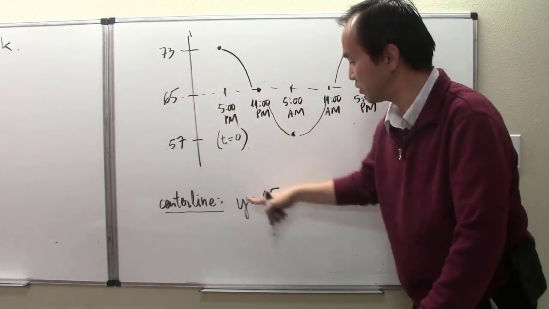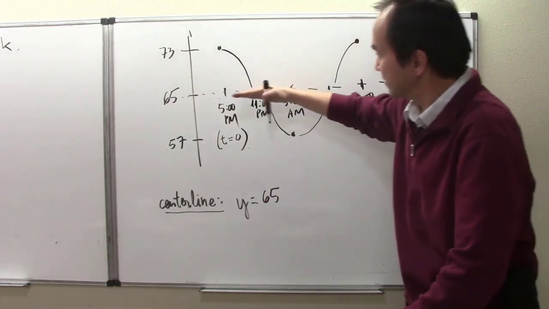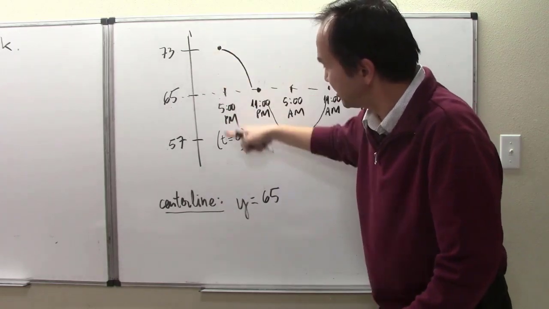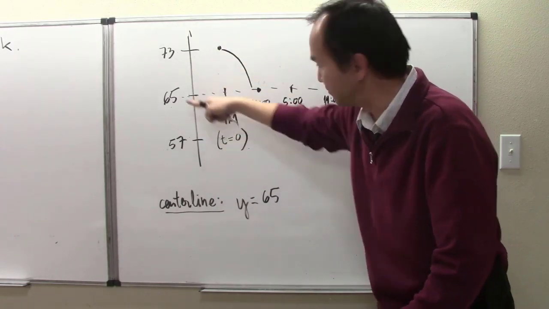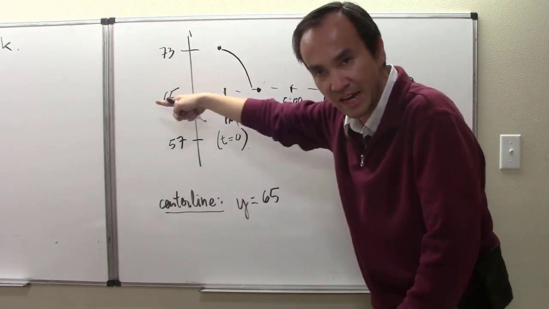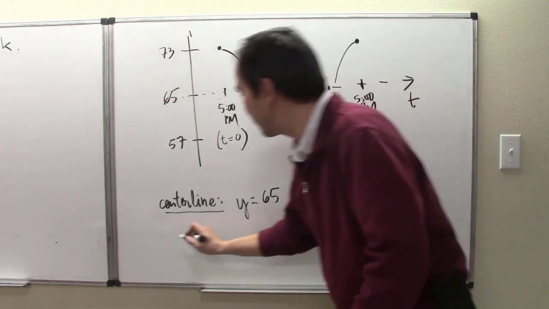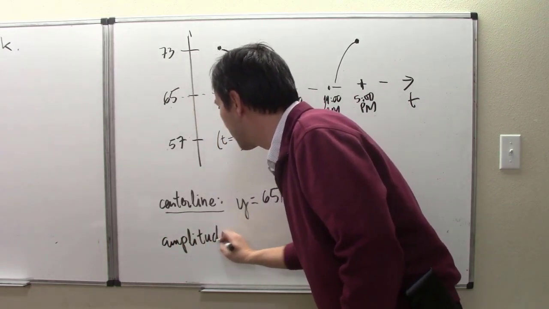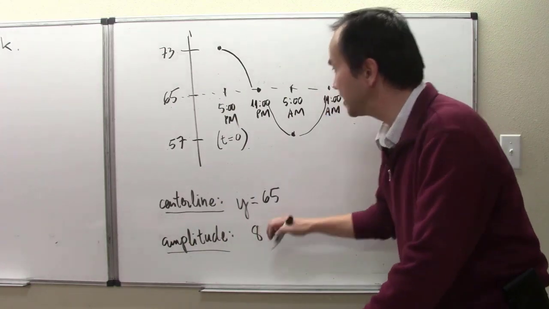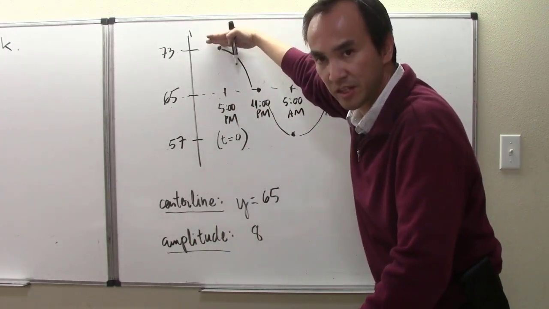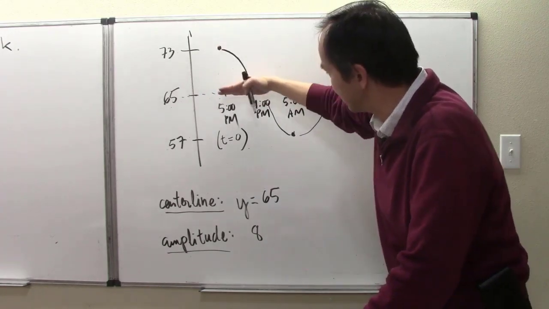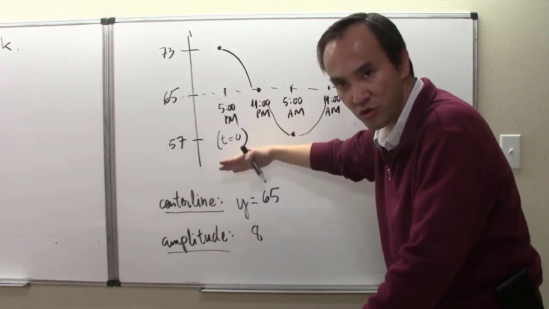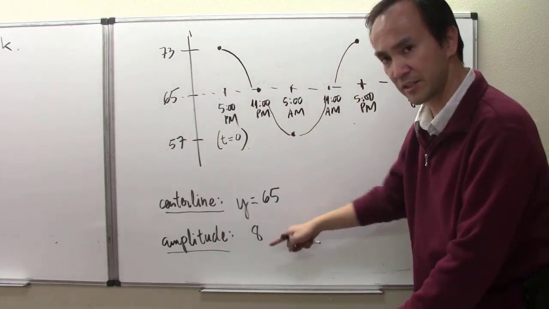Okay, y equals 65. That's our center line. And then the high temperature and the low temperature being 8 values away from the mid temperature, the middle, the average temperature. So in that case, I recognize an amplitude being 8, because once again, the highest it hits is 73, 8 values above the midline, and then the lowest temperature, 57, 8 values below, and that's how I recognize the amplitude.